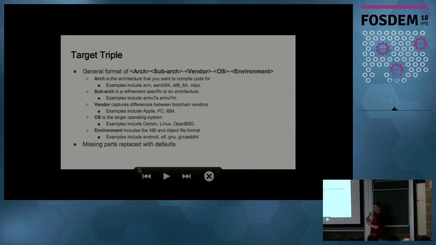Okay. So I promised I'd get on to the target triples. This is perhaps the most important user option in my case when you're doing cross-compilation.